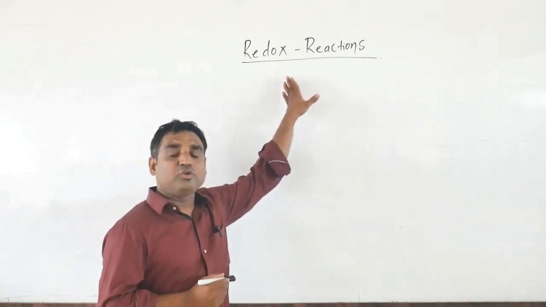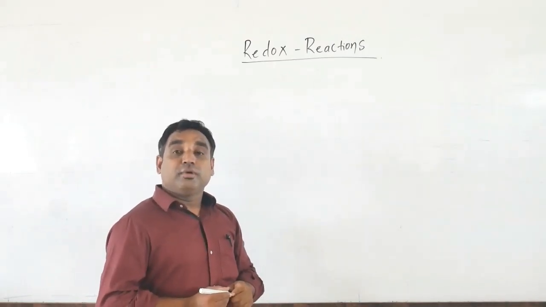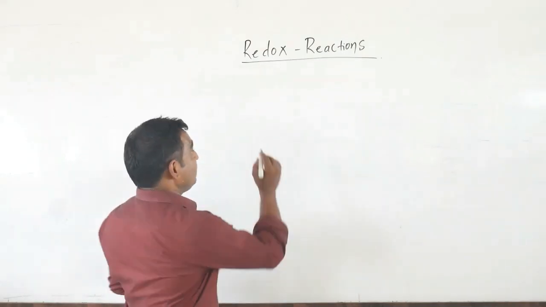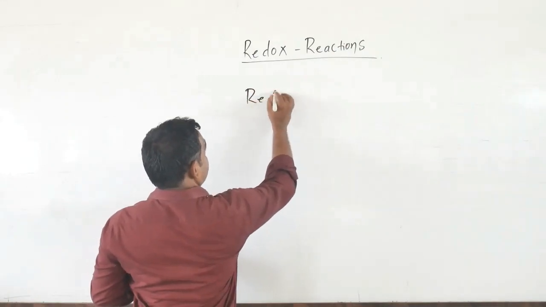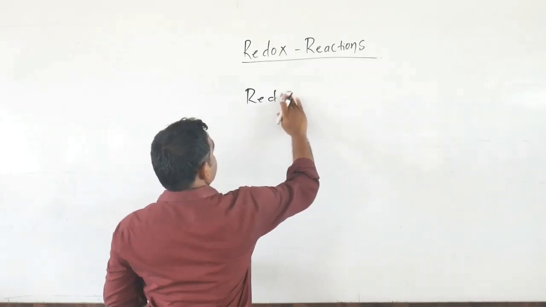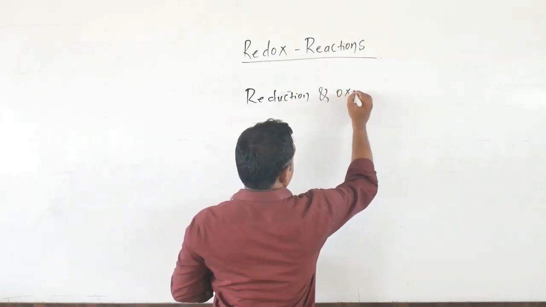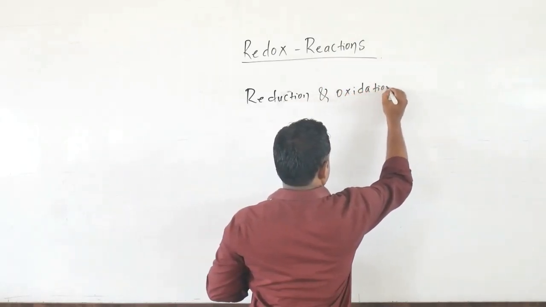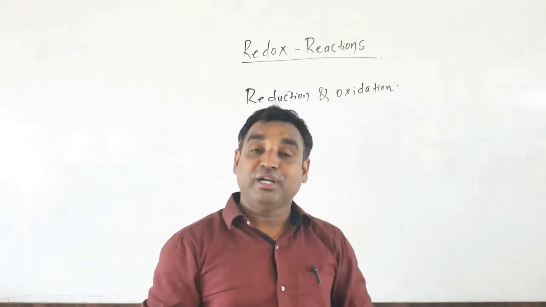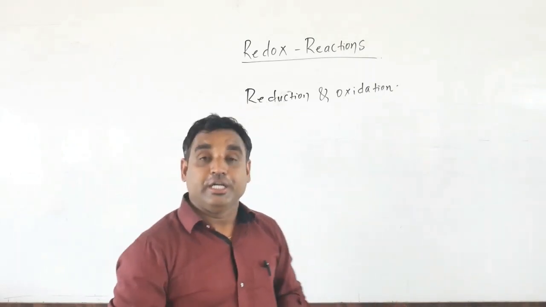Now the question arises here, what is the meaning of redox reaction? The chemical reaction which involves both the reduction and the oxidation. These two processes, reduction and oxidation, occur simultaneously in a chemical reaction. That type of reaction is called a redox reaction.